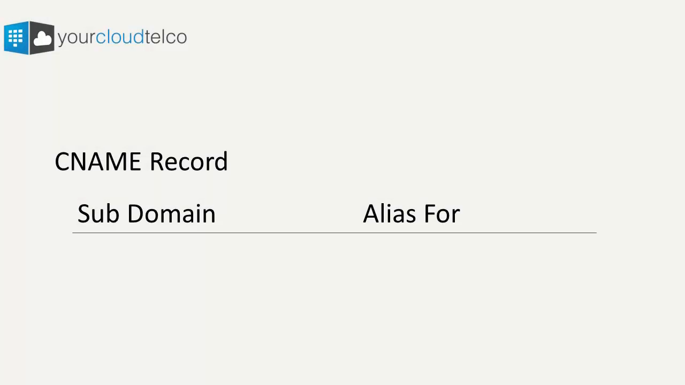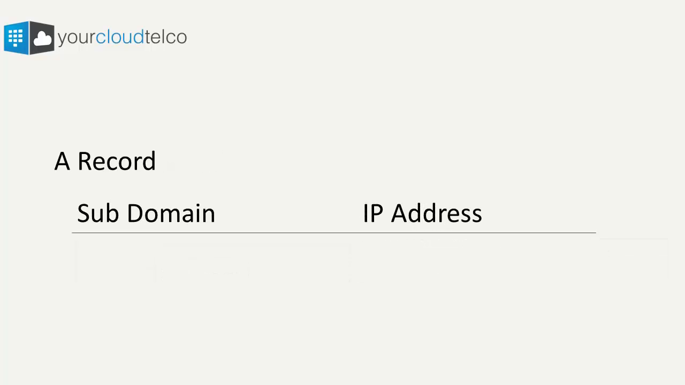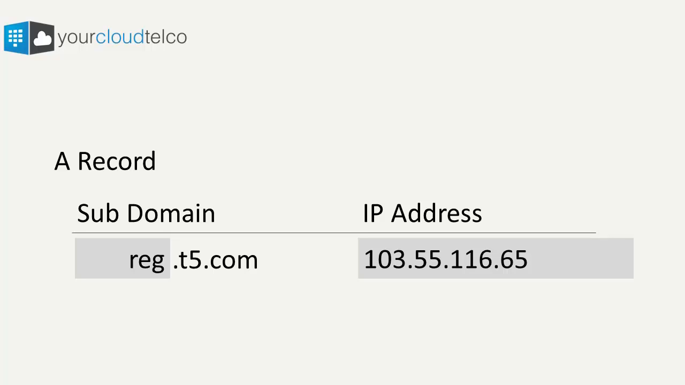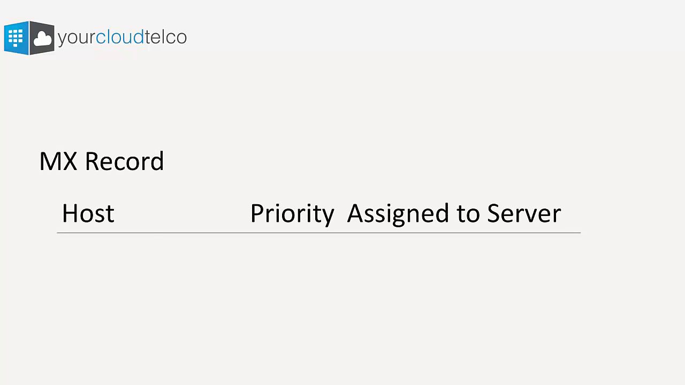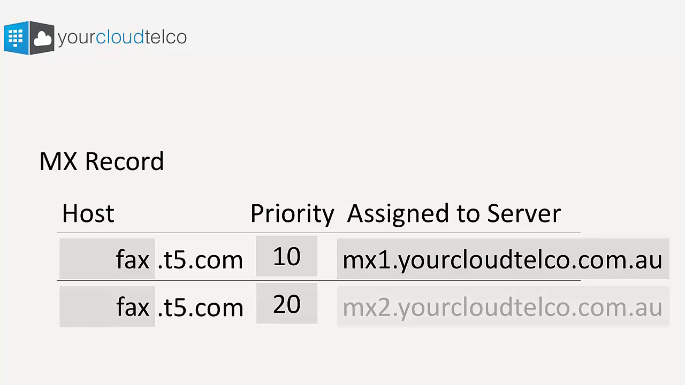I'll create the CNAME record portal.t5.com.au as the alias for portal.yourcloudtelco.com.au. Because the two proxies, peering and registration, point directly to an IP address, I'll use an A record. And of course, I've decided to use a single DNS name, reg, so I only need to create one proxy record. And finally, the fax will require two MX records, pointing fax.yourcloudtelco.com.au to MX1 and MX2.yourcloudtelco.com.au on priority 10 and 20 respectively.